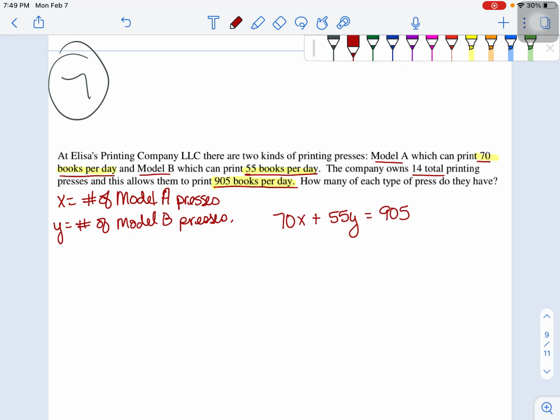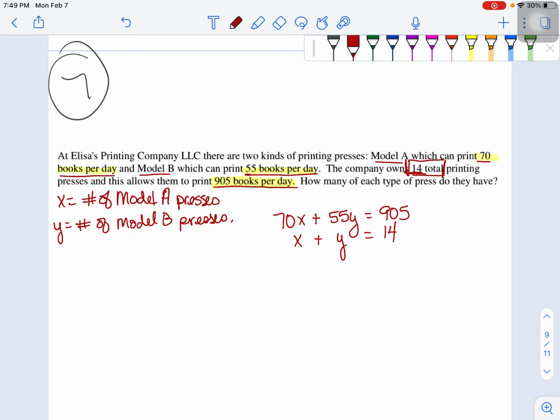Now the last number that we didn't do anything with was 14. How does 14 by itself work? Well, it's a total of 14 printing presses. What kind of printing presses? Model A presses and Model B presses. So x plus y equals 14. That happens a lot, where the number by itself is just x plus y equals that total amount. It's the total amount you have.